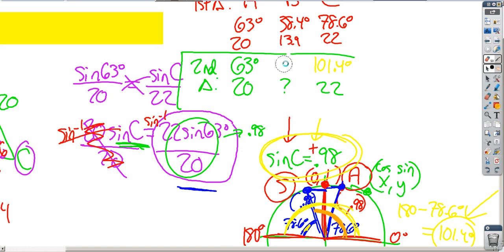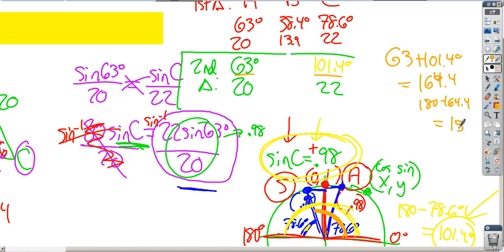Okay, how do we test if there is a second triangle? Here's how we do it. We basically add these two angles together, and if we get over 180, it's impossible because triangles can't be over 180. If we haven't reached 180, then we know there might be a second one. So this is going to be 164.4. We have not reached 180. That means there is going to be a second triangle. And when you do 180 minus that, it's 15.6 degrees, which gives us angle B.